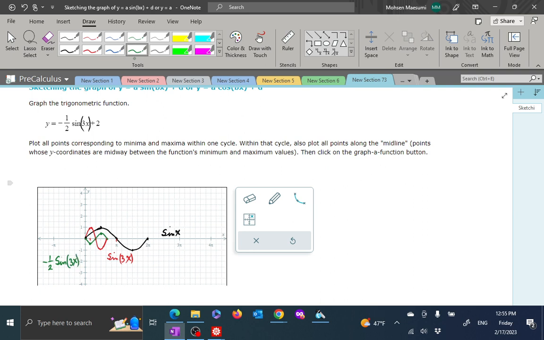Then adding a 2, that is equivalent to a lift. Lift meaning we are going to come all the way up by this amount. So it is going to be coming up to level 2. So this is where the so-called midline is. Midline is halfway between maximum and minimum. So here's the midline. It's supposed to be midway between the maximum and minimum.